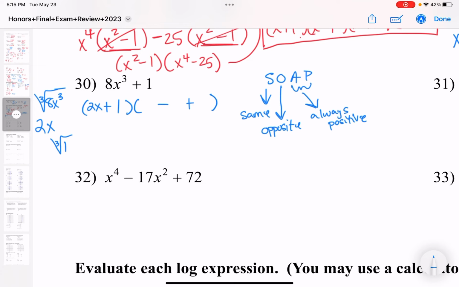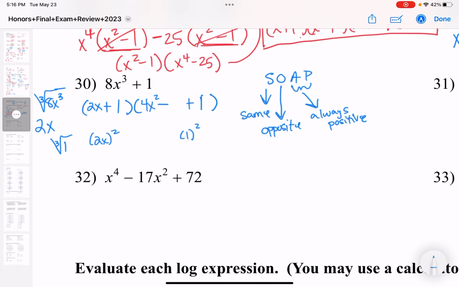The next parentheses, we use the numbers from the first parentheses. So the 2x, we're going to square it, okay? So we're going to do 2x squared, all right? And that's going to make 4x squared. And that's how we get that first number. Then I'm going to take the 1, and I'm going to square the 1. Well, 1 squared is 1. That's how I get the last number.